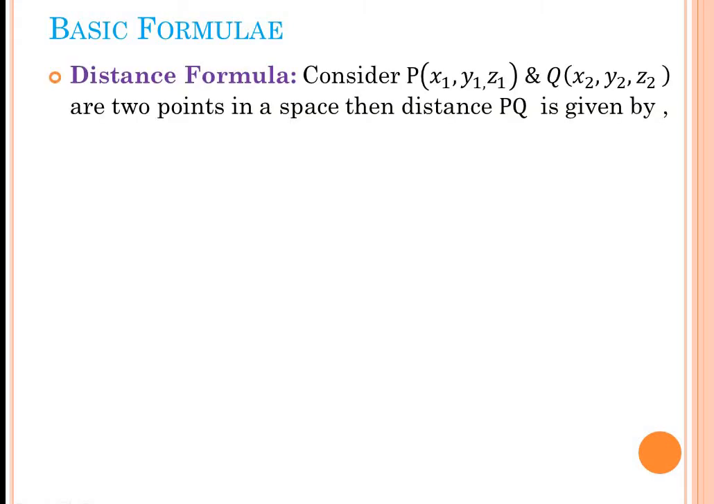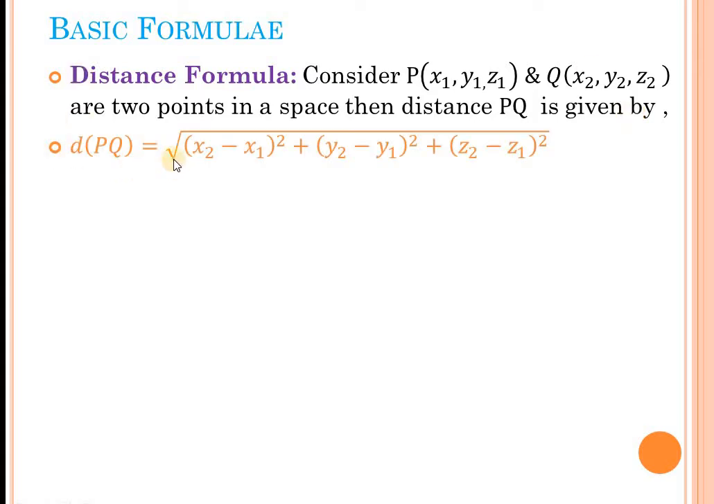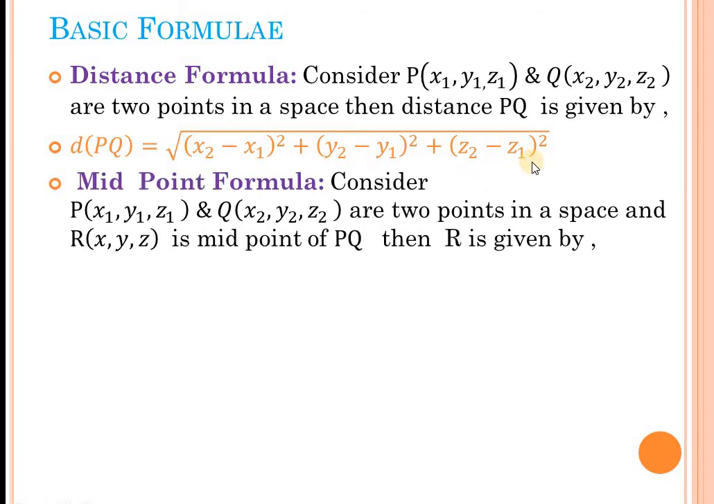First we see the basic distance formula. Consider P(x1, y1, z1) and Q(x2, y2, z2) as two points in space. The distance PQ is given by the square root of (x2 minus x1) squared plus (y2 minus y1) squared plus (z2 minus z1) squared.